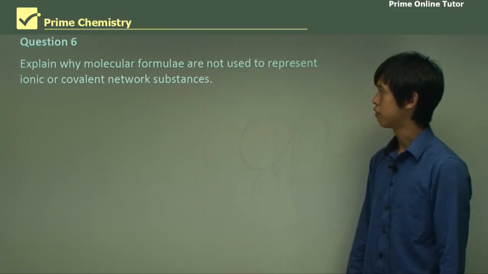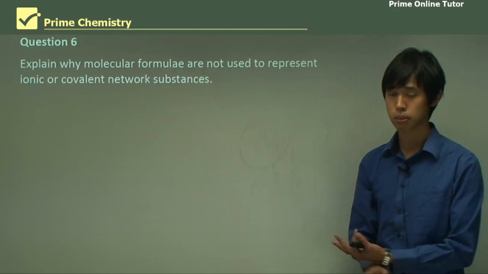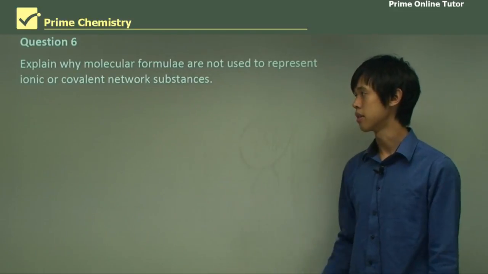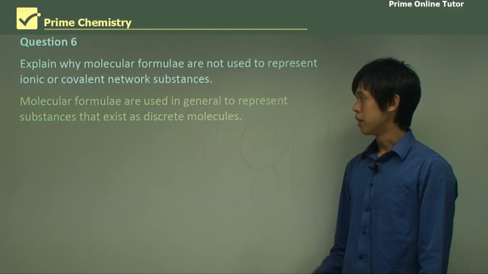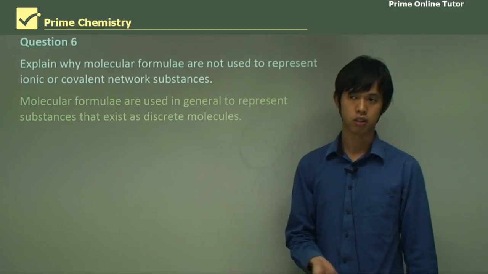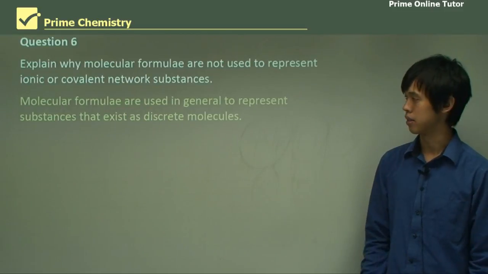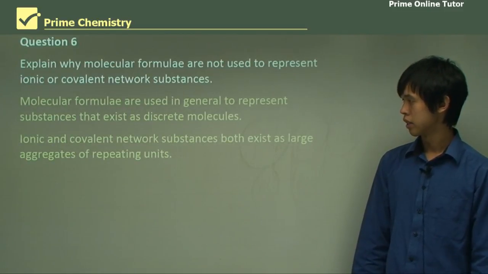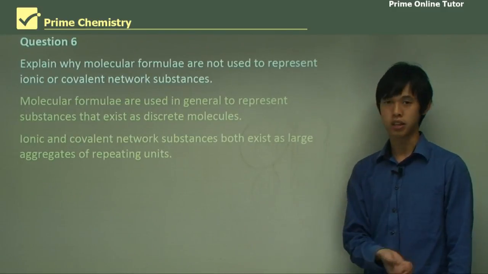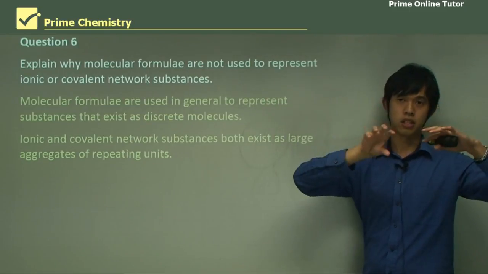So explain why molecular formulae are not used to represent ionic or covalent network substances. Okay, so I kind of broached on this moments before when I was talking about ionic substances. So molecular formulae are used in general to represent substances that exist as discrete molecules. So that's the first thing. They're not really designed to work with ionic substances. So ionic and covalent network substances both exist as large aggregates of repeating units. Okay, so the molecular formula is good for things that like to exist by themselves.